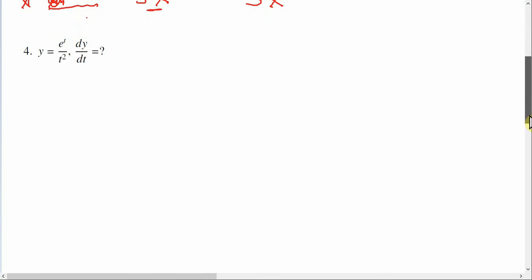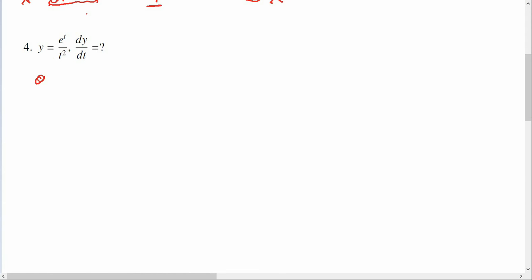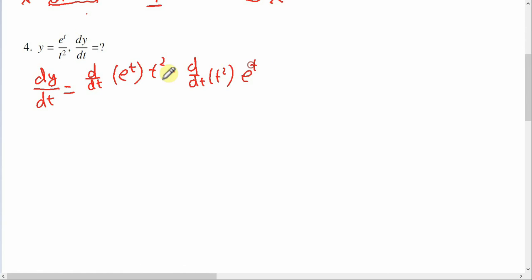All right, number 4. This time we have a quotient, and we want to find the derivative. And so I know that dy/dt is going to equal the derivative of the top. This is all with respect to t, so I'm just using the right notation. So it's the derivative of the top times the bottom minus the derivative of the bottom times the top, and then that's all divided by the bottom squared.